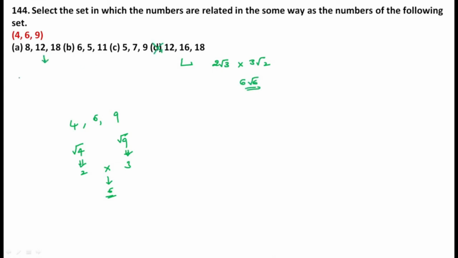If we take root over 8, root over 8 can be taken as 2 root 2. Root over 18 can be taken as 3 root 2. Now if you multiply these numbers, 2 into 3 is equal to 6, root 2 into root 2 is equal to 2, and 6 into 2 is 12. The same logic followed by the set is followed by option number 1. Now you can choose your option. Option A is the suitable answer.